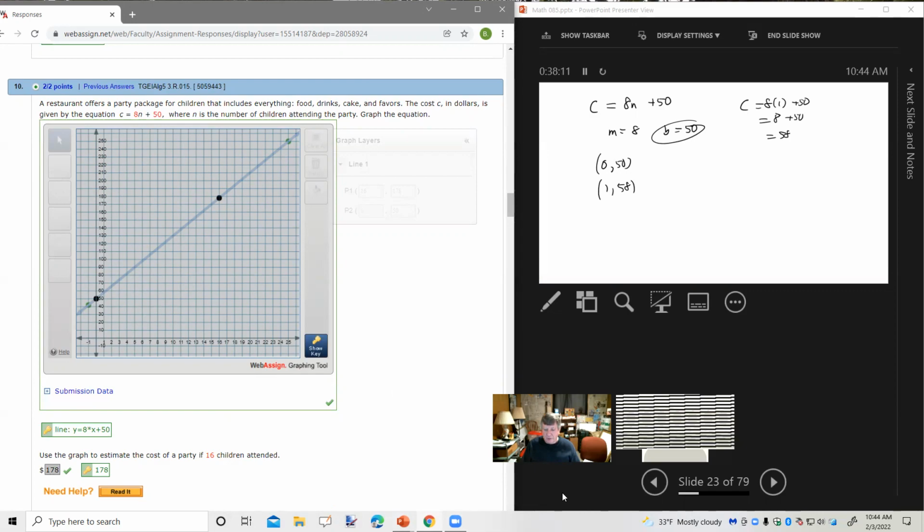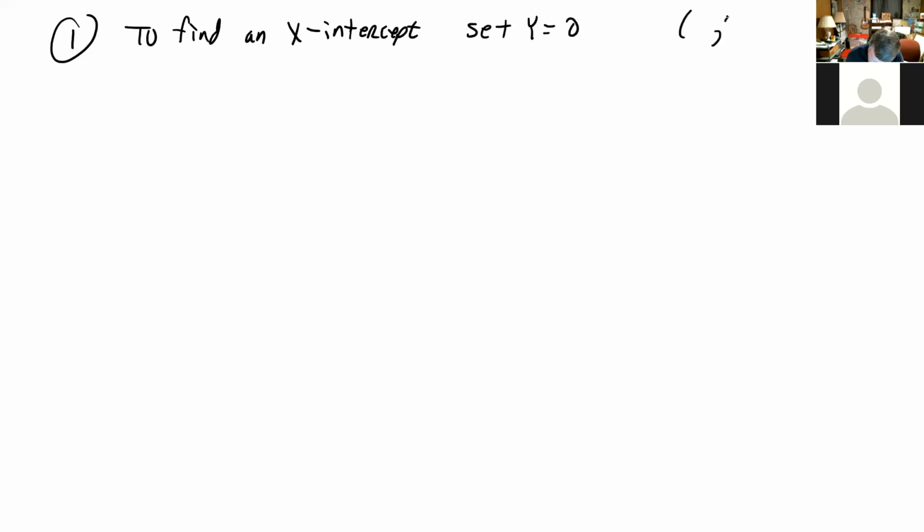Okay. Then what I want to do is remind you of 10 things. If I were to give you a pop quiz right now and say, from memory, write these 10 things down, if you couldn't do it, then you're not ready for the test. You need to know these 10 things, and you need to know them from memory. So item number 1, to find an x-intercept. What do you do? Anybody know? Set the y to 0. Yes, set y equal to 0 or complete the following ordered pair.